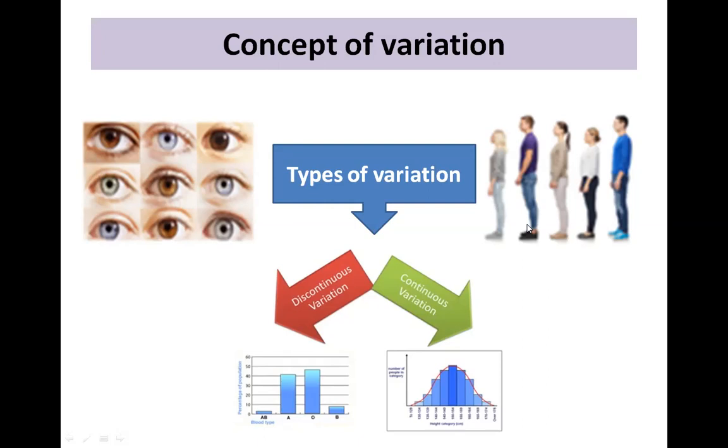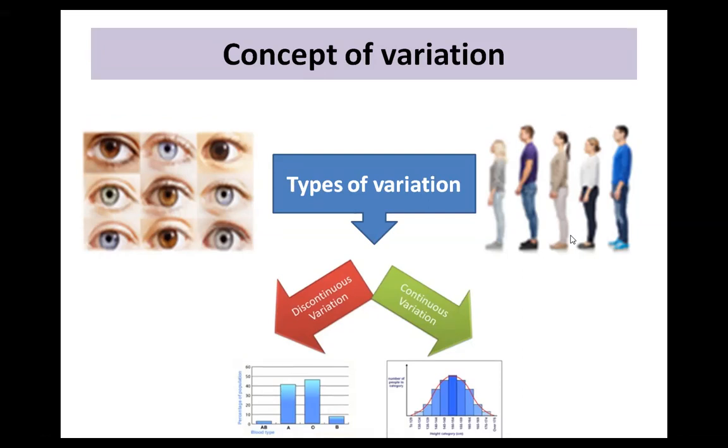We can categorize the traits into two types: one may be qualitative traits, another may be quantitative traits. Qualitative traits are those which we can classify into different grades, different shades, different classes. And another is quantitative traits, which are measured by some metric units. So these are the quantitative traits.